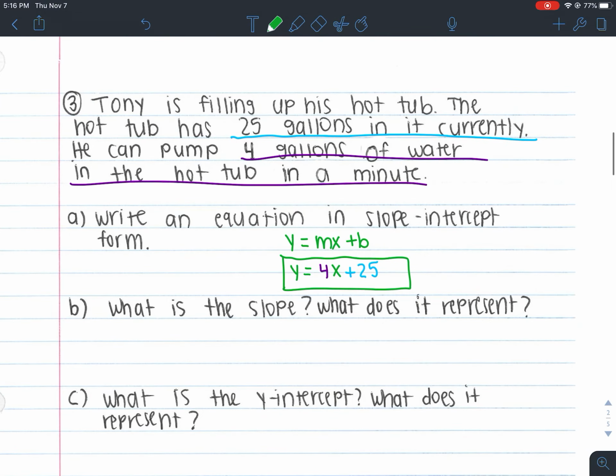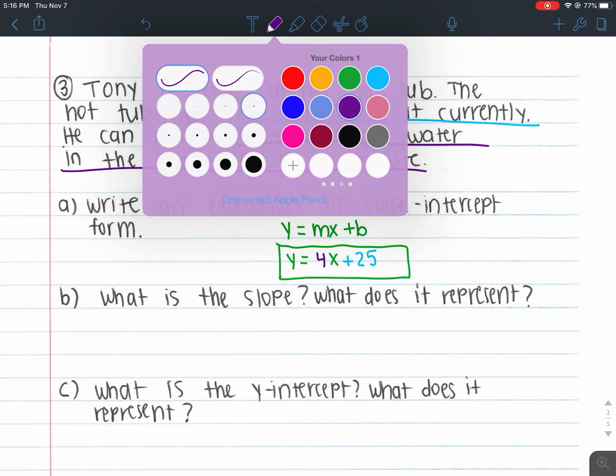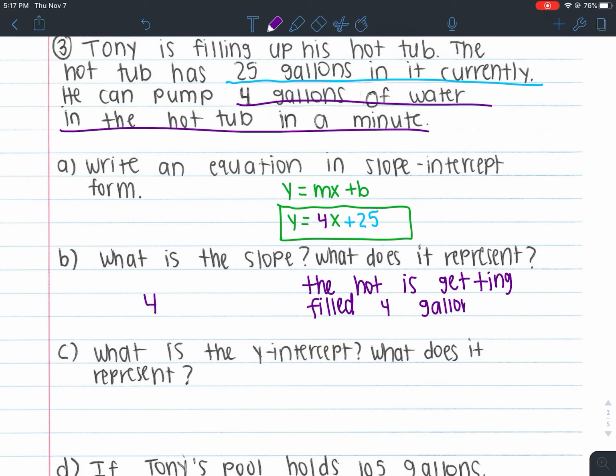All right, next thing is, what is the slope and what does it represent? Okay, well, let's look at here and let's see what we got. Well, our slope here, remember, it's mx plus b, so your m represents the slope, so our slope here is going to be m. Our slope is 4. Well, what does it represent? It represents how much the hot tub is getting filled each minute. So the hot tub is getting filled four gallons per minute.